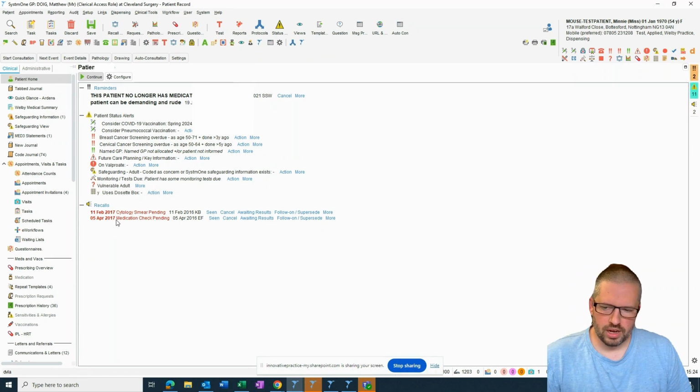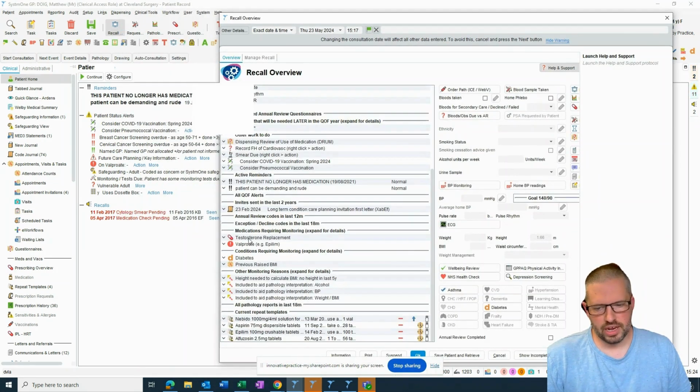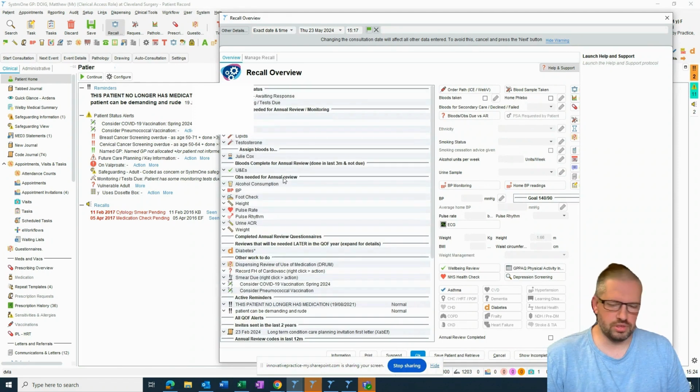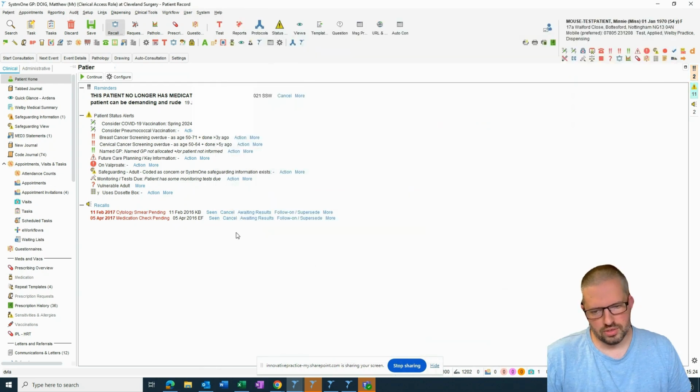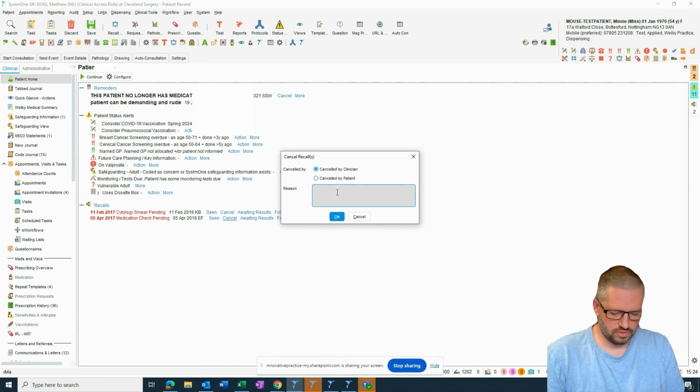But it may well be worth quickly looking at that, medication check pending. We know that's always covered by the system. We come on the recall overview, we can see the medications that are monitored. We're using the prescribing module, so patients will have annual med reviews. So we know that that one can be cancelled. And we could put a little note if we want, I don't know, covered by new system.